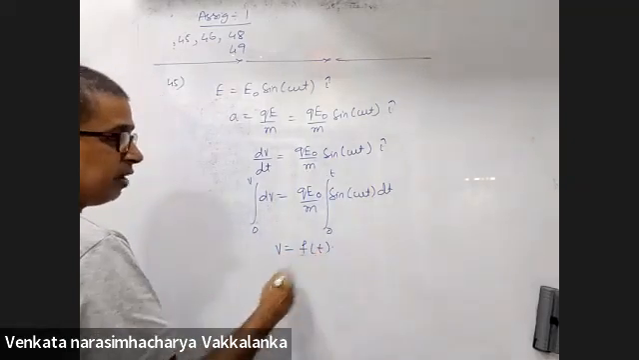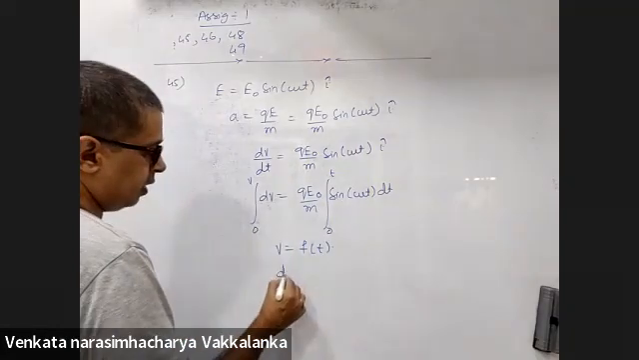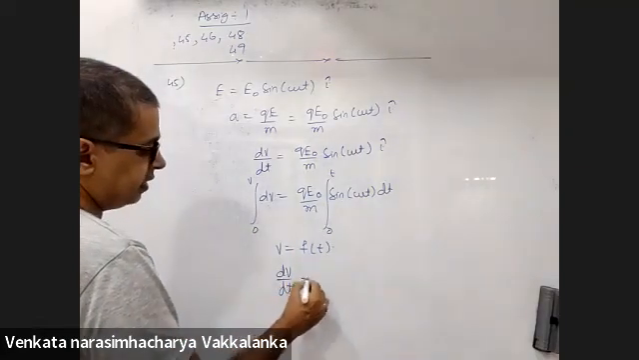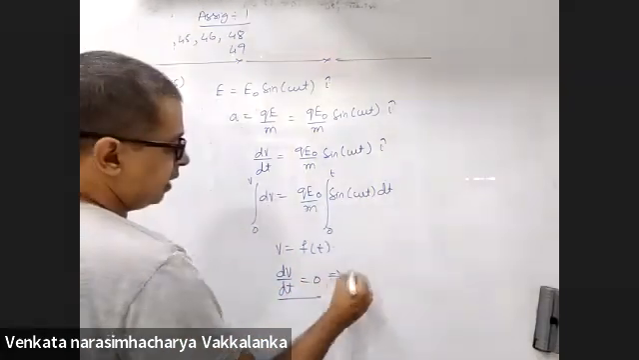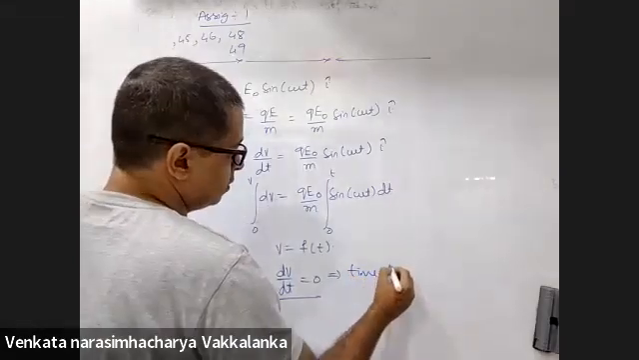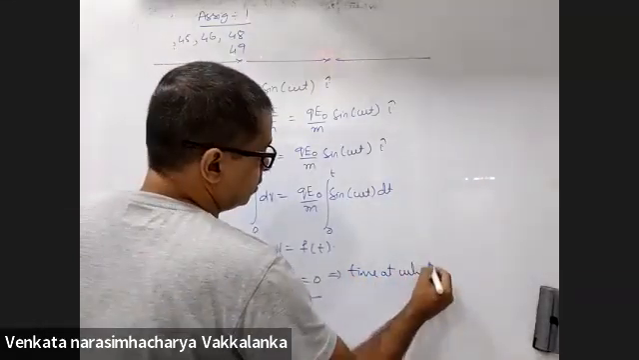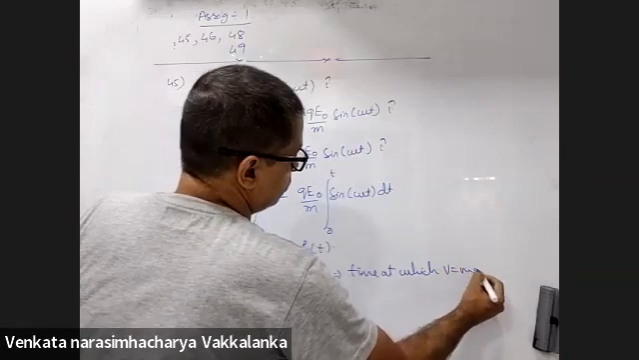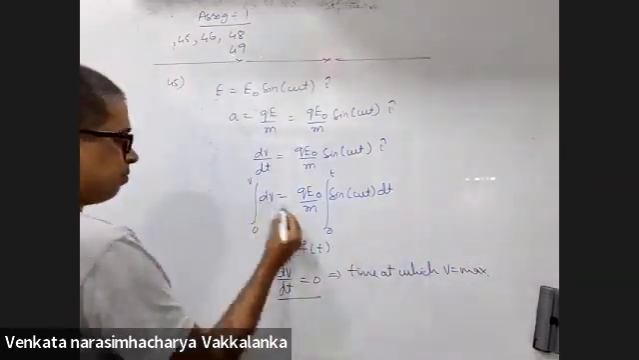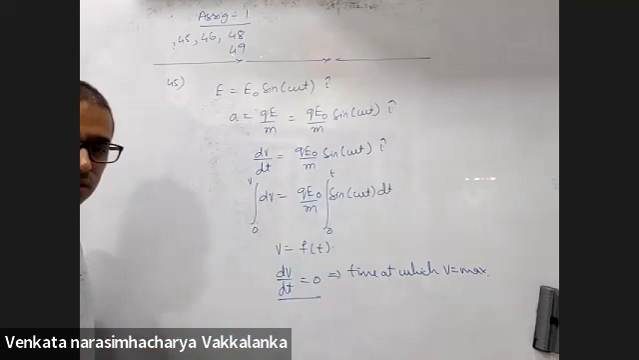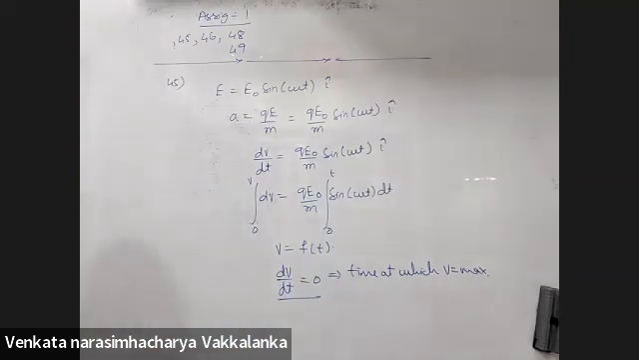V as a function of time, you want maximum velocity. dV by dt should be 0. You will get the time at which velocity is maximum. That time you substitute in the expression for velocity, you will get maximum speed.